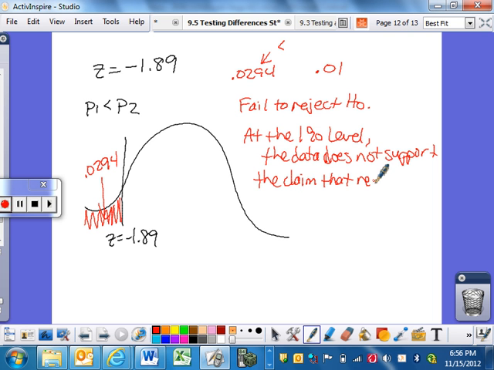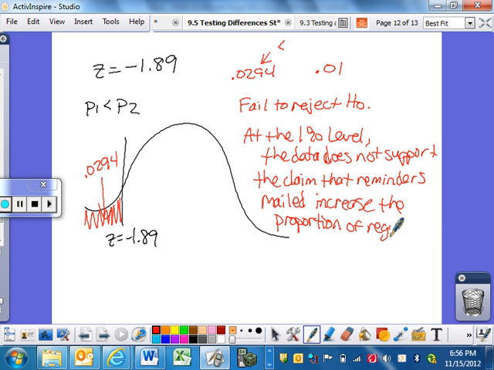That reminders mailed increases. Does not support the claim that if you send reminders in the mail, it'll increase the proportion of registered voters.